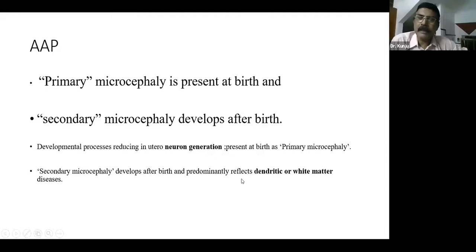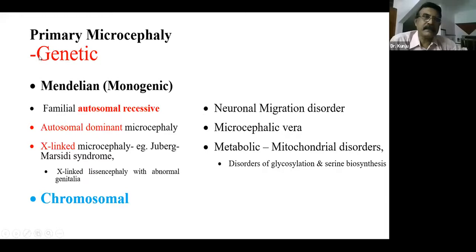Okay. So now we'll see the primary genetic disorders, because you must remember the basic classification of the genetic disorders. There are Mendelian inherited disorders or the monogenic disorders. They are, as I have mentioned, autosomal recessive, autosomal dominant, and X-linked recessive disorders are also there. X-linked microcephaly, one example is Juberg-Marsidi syndrome, and X-linked lissencephaly with abnormal genitalia, so XLAG syndrome or DCX syndrome, and various chromosomal disorders as we have learned. And these monogenic disorders can be because of neuronal migration disorders. We'll be coming to that.